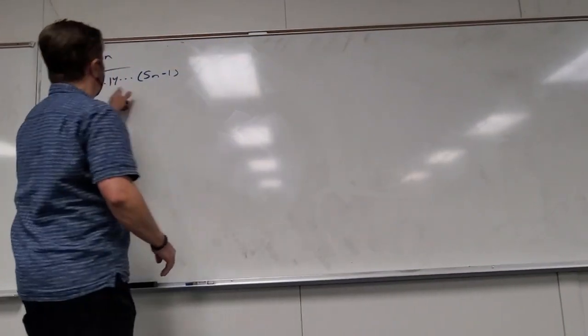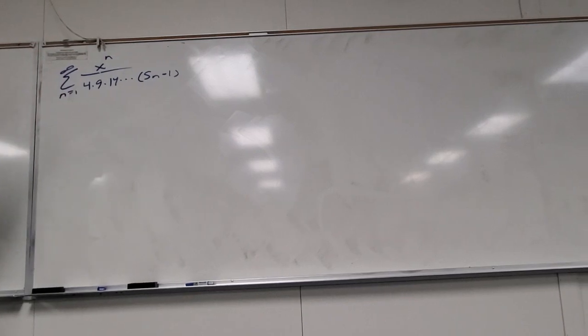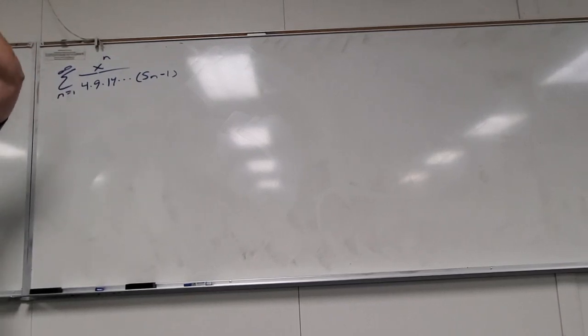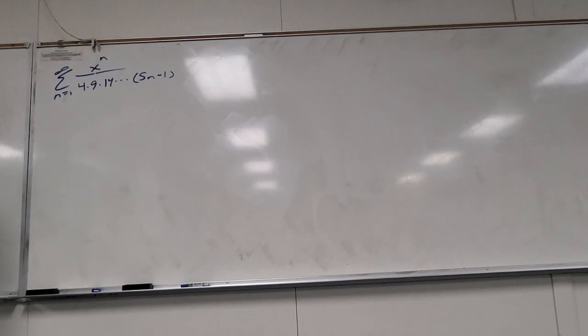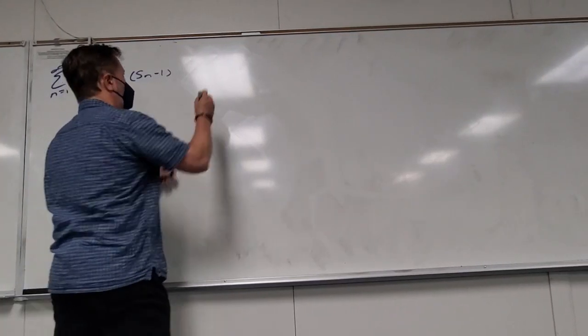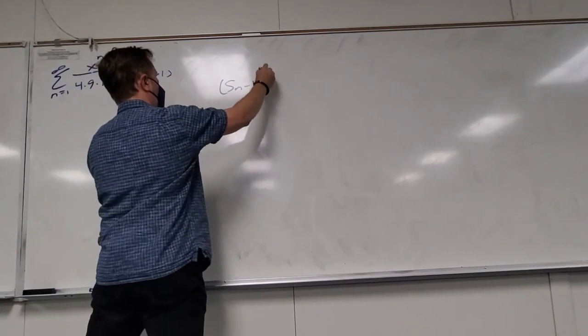What idea is this close to? What other thing multiplies by? Geometric series? Okay, I see. Factorial? Factorial, right? But it would be completely wrong to say this is 5n minus 1 factorial.